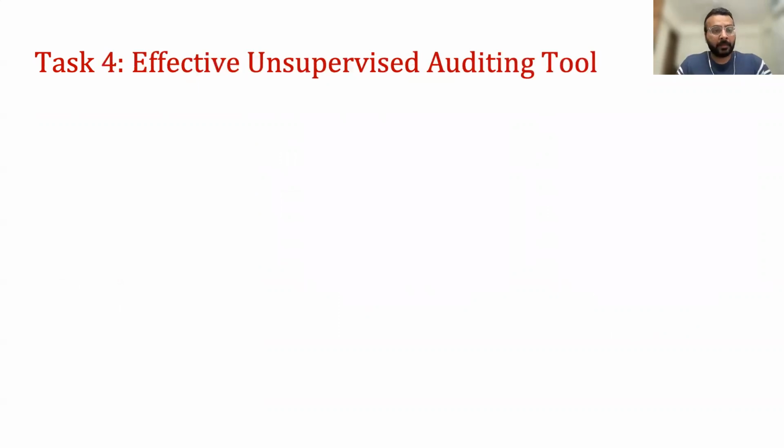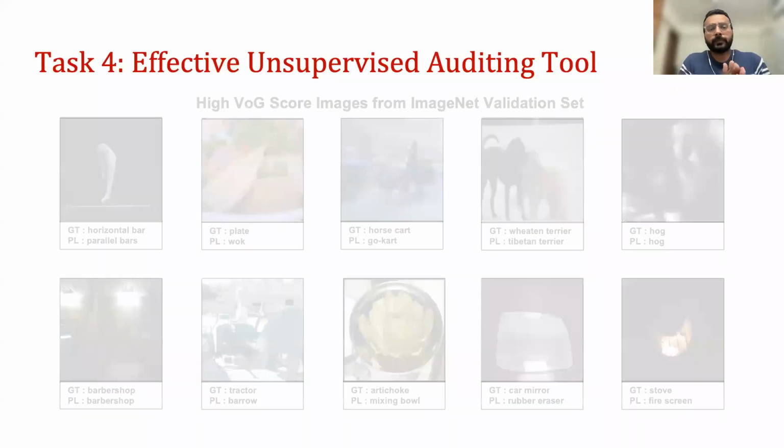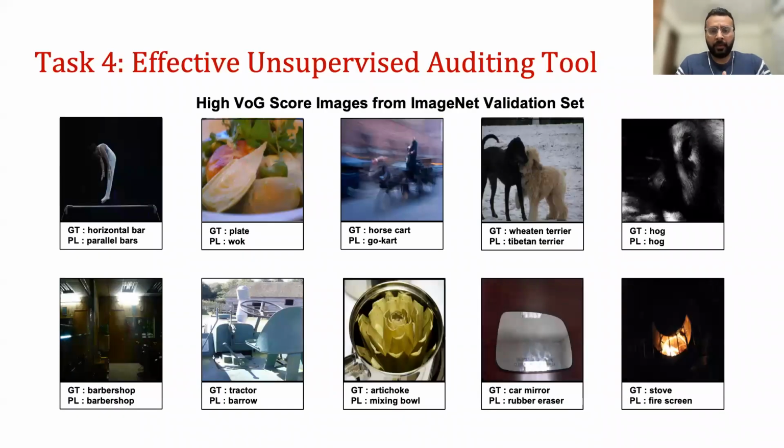Task 4 is about effectively using VOG as an unsupervised auditing tool. I think we talked about this briefly when discussing calculating VOG at inference time. All the things I've talked about so far work because we had the ground truth labels in our training data set. But what about a real world setting where we don't have the labels? What we showed in our paper is that we can calculate VOG exactly the same way, but instead of backpropagating the loss from the true label, we simply backpropagate using the top one predicted label of the model. And surprisingly, we found VOG works even in this setting.